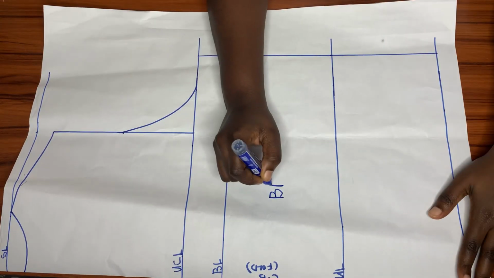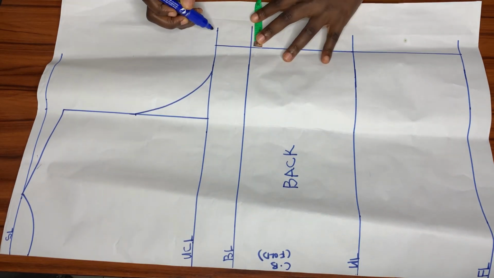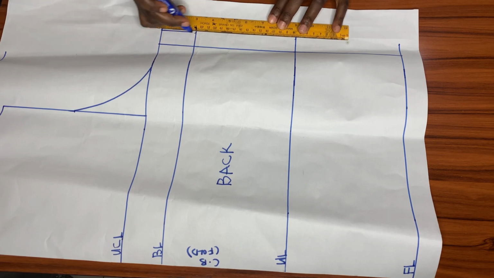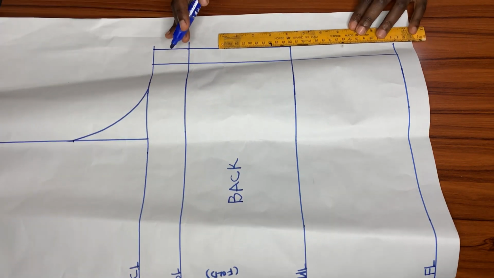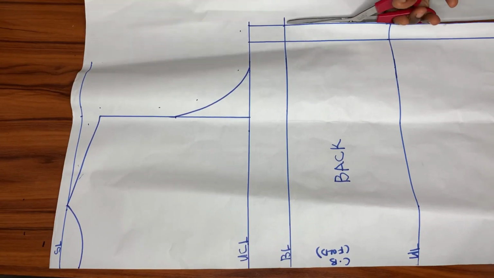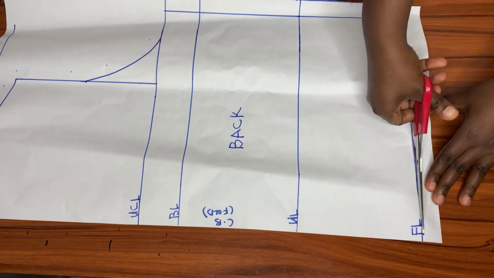This is me indicating that this pattern is for the back. For my side seam allowance, I'll be using 1 inch. You can use half an inch as well. When I'm done connecting the side seam allowance, I'll go on to cut this out because I want to use the back pattern to draft out the front. You can see I'm not cutting along the armhole. I'll be doing that afterwards.